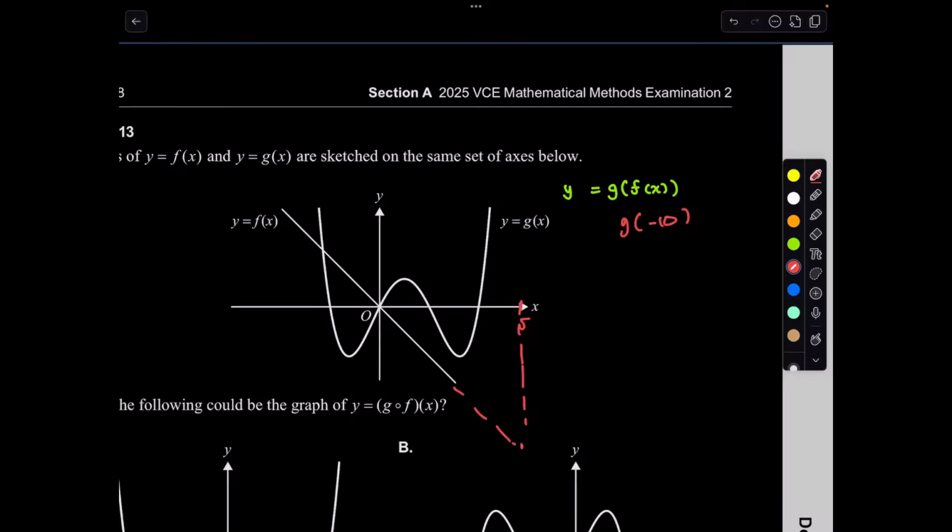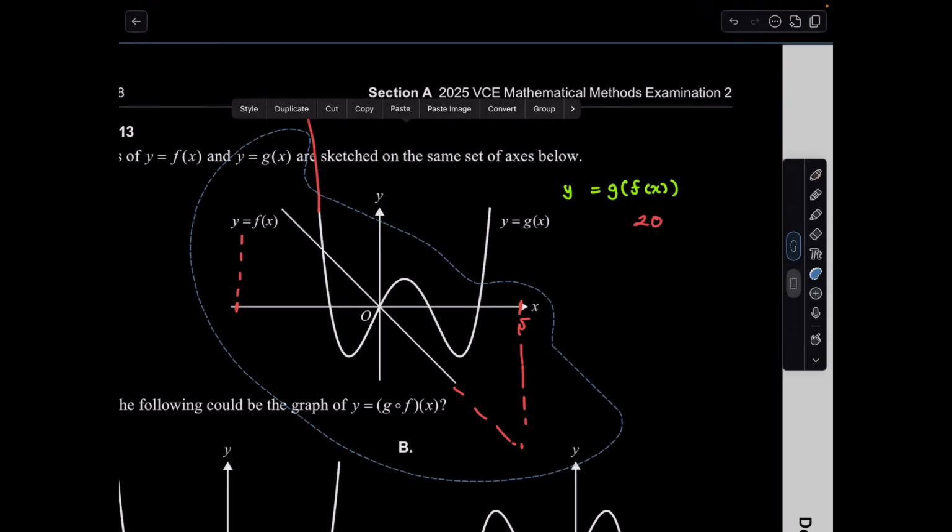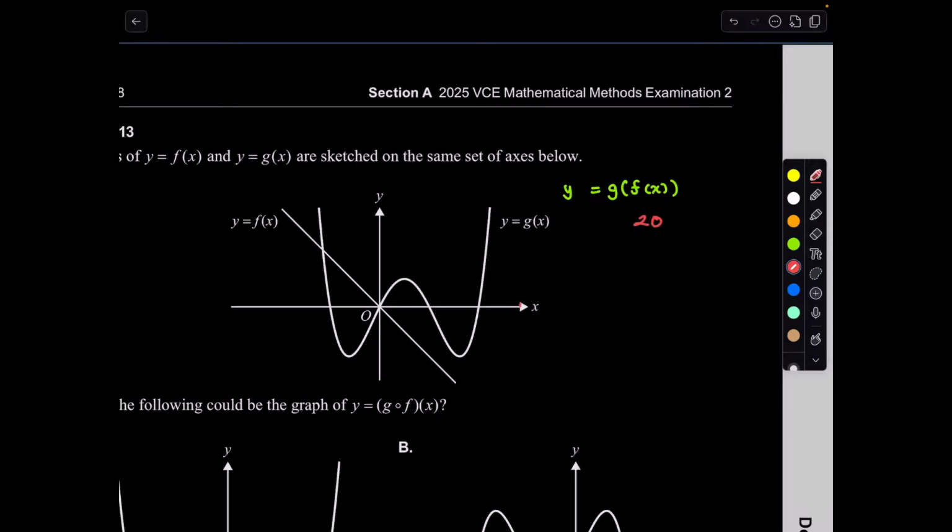And what's g of negative 10? Negative 10 is somewhere here. And g of negative 10 basically is, you have to go so high to reach it. So it's going to be like 20, let's say. The y value is 20. So it goes actually large. So when you add 5 here, it's going to be such a large value. It means it's going to look like that. It should go down like that.